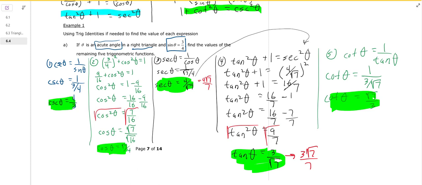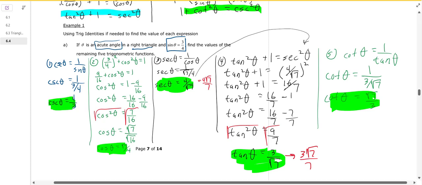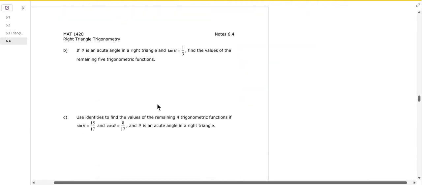What I did is I used several identities. I used the Pythagorean identity once, and I used these reciprocal identities several times. So that's one way to do the problem. There's probably other ways you could reason out this same problem. Okay, next page, let's see.